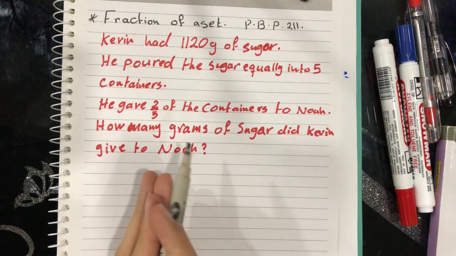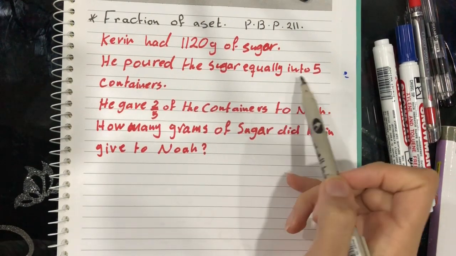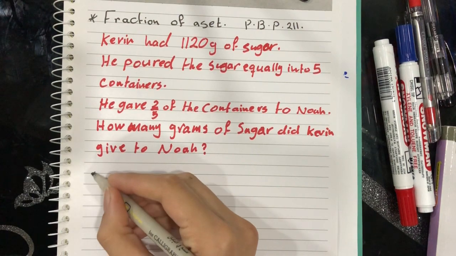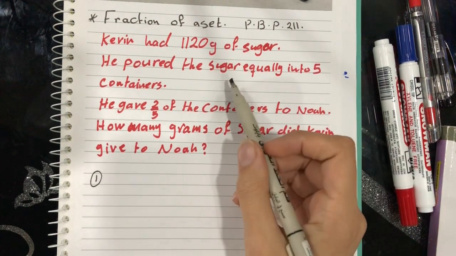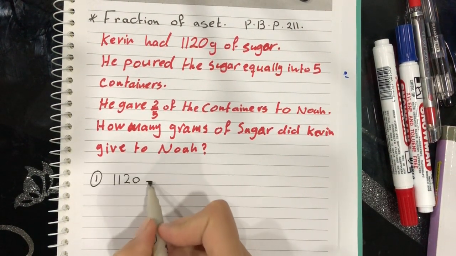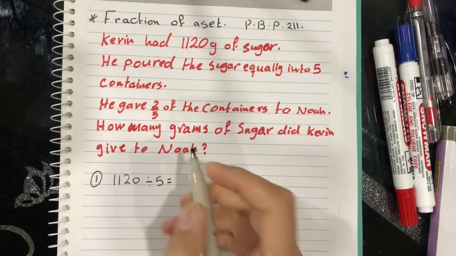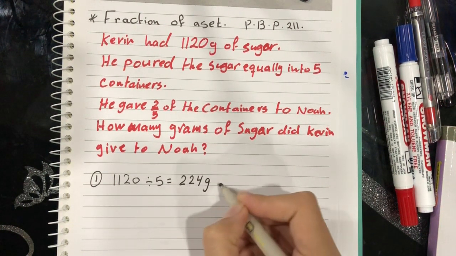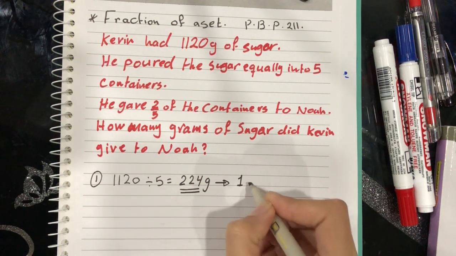Now I have a whole amount, which is 1120 grams of sugar, and it's poured equally into 5 containers. So I need the first step. I need to divide the 1120 grams of sugar into the 5 containers. When you divide them by 5, you will have 224 grams per 1 container. This amount is considered 1 part.